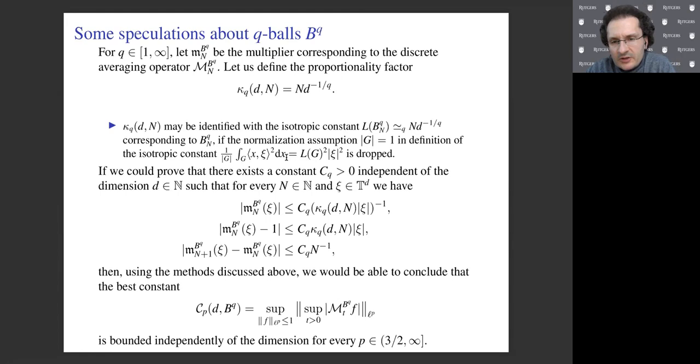So if we drop this assumption that our body is normalized to have mass one, then the isotropic constant is comparable with this proportionality factor. And now if we could prove that there exists a constant which is independent of the dimension, such that for every n and every c from the d-dimensional torus, we have this van der Corput estimate at infinity for our multiplier, and we are able to show that this multiplier is small at the origin in the following sense, and if we control the discrete derivative in the following sense, then the method that I discussed would give us dimension-free estimates for the optimal constant in the discrete setup for all p bigger than 3/2.